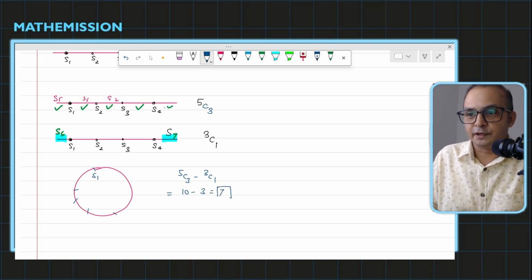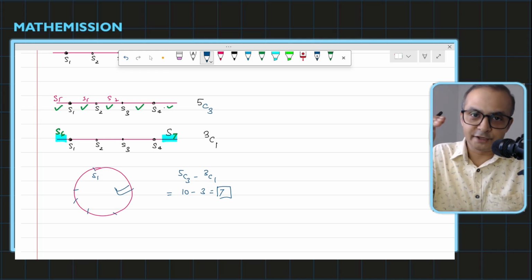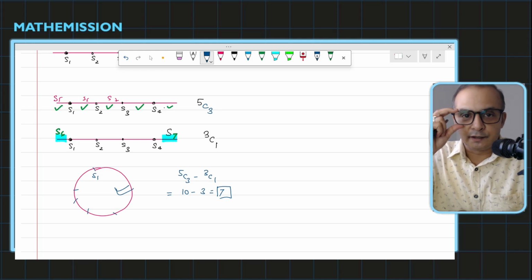So 7 should be the answer of this circular. It means if I have 7 stations or 7 points on a circle, and I want to choose 3 non-consecutive points from them, so I will get 7 as the answer. Now let's try to make it a general version.